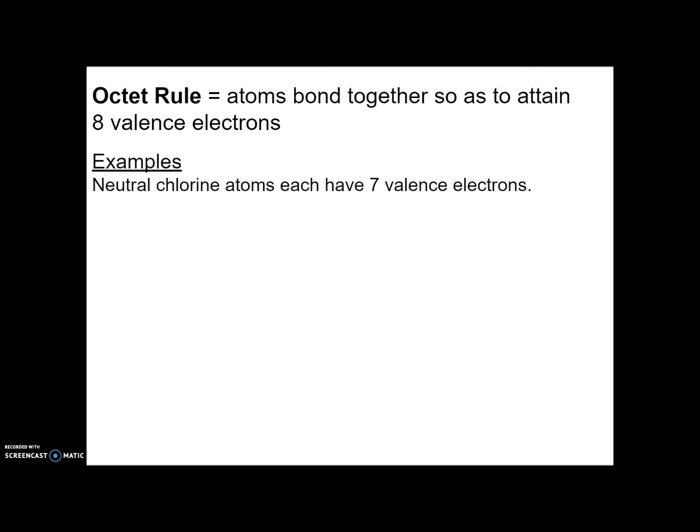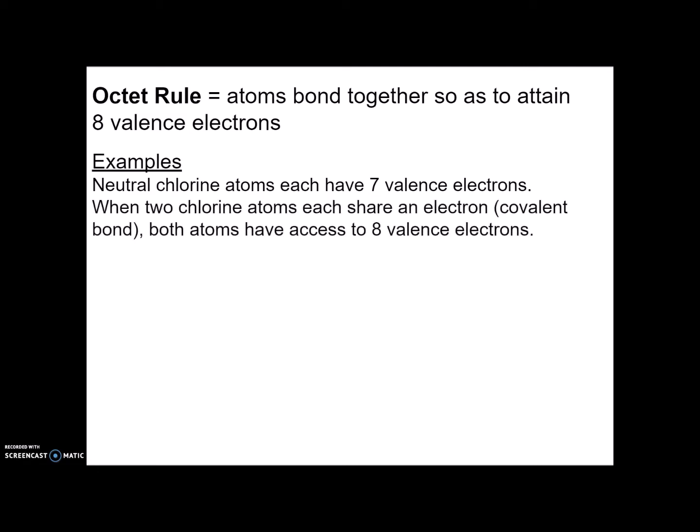Neutral chlorine has 7 valence electrons. And we know that a chlorine molecule consists of 2 chlorine atoms bonded together. When they bond together, the 2 chlorine atoms each share one of their electrons in a covalent bond. Remember, covalent bonds are formed when 2 nonmetals bond together, and an ionic bond is formed when a metal bonds to a nonmetal. So when 2 chlorine atoms share an electron in a covalent bond, both of those atoms will have access to 8 valence electrons.